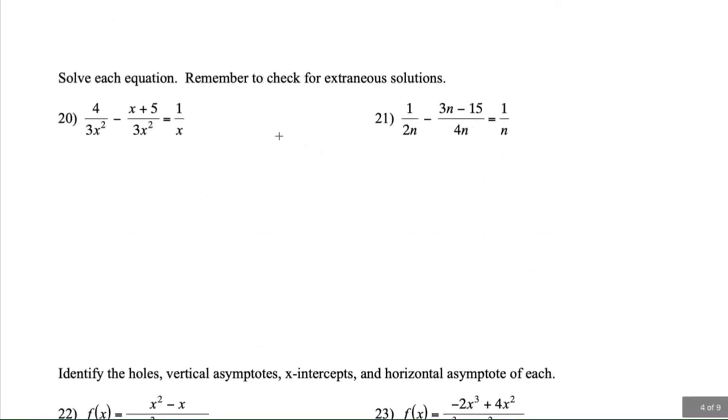Solve each equation. Remember to check for extraneous solutions. Extraneous solutions are found by setting the bottom equal to 0. So this means set the bottom, or the denominator, equal to 0.